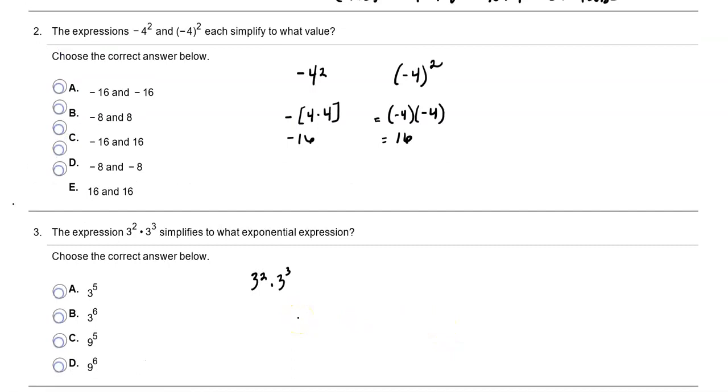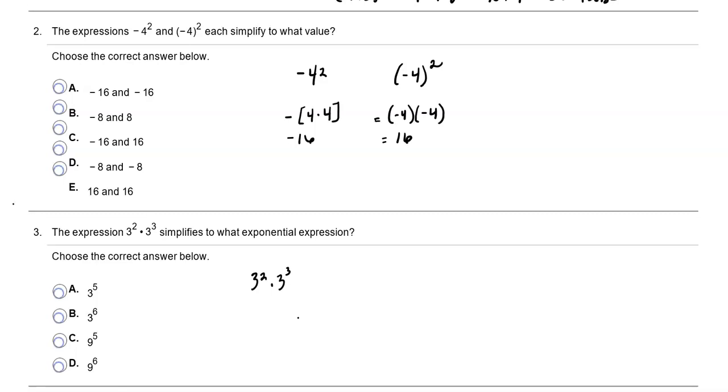The expressions -4 squared and (-4) in parentheses squared each simplify to what value? Being very careful with these two expressions because they are very different. In the first expression, we're only squaring the base, which is the 4. The negative sign is not connected to the exponent of 2. So we keep the negative sign, we're squaring the 4, and 4 times 4 is 16, therefore we end with the answer of -16.